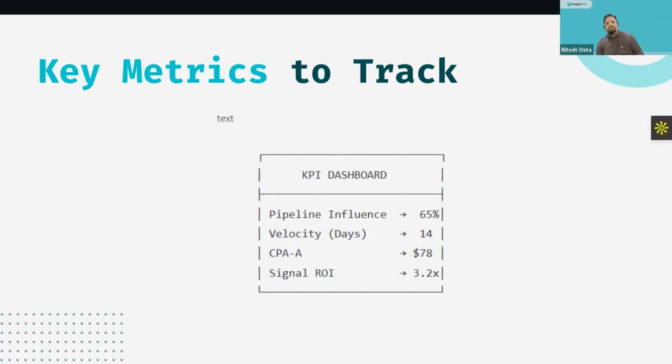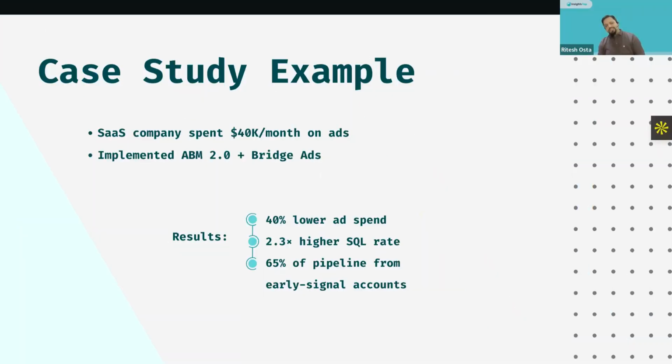And these are the KPIs that I would want to measure when we are implementing this. These are some case study examples. In super short, a SaaS company spent 40K a month on ads and implemented ABM 2.0 bridge ads. And this is what they got: 40% lower ad spend, 2.3% higher SQL rate, 65% pipeline from early signal accounts. So a significant increase in pipeline and a significant drop in ad spend is what we have seen in our best case studies. This is what you can achieve, right? This is generic. It's not applicable to every industry and every company, but yes, you can achieve a lot with this.